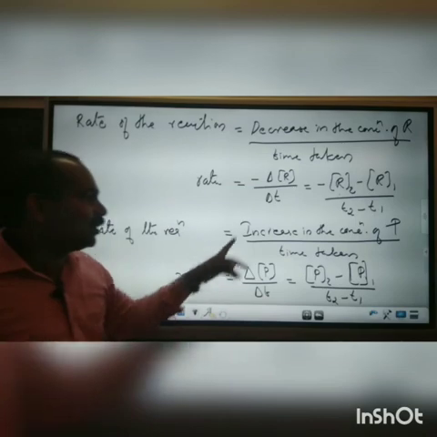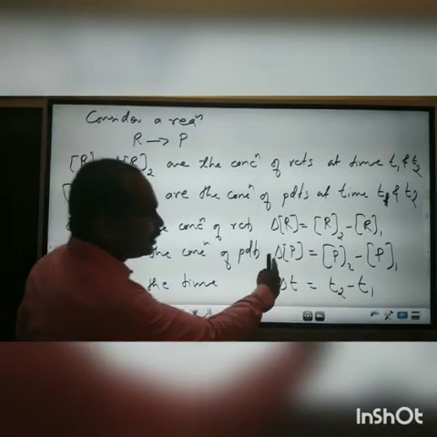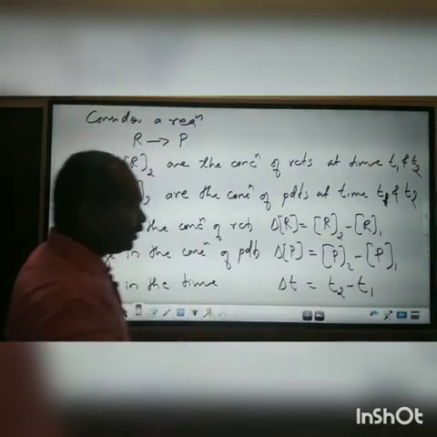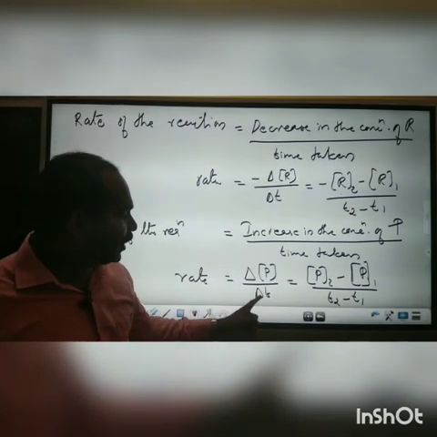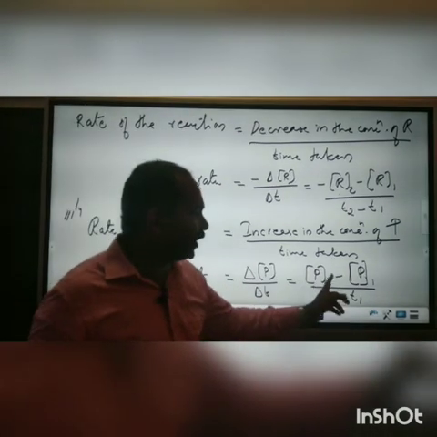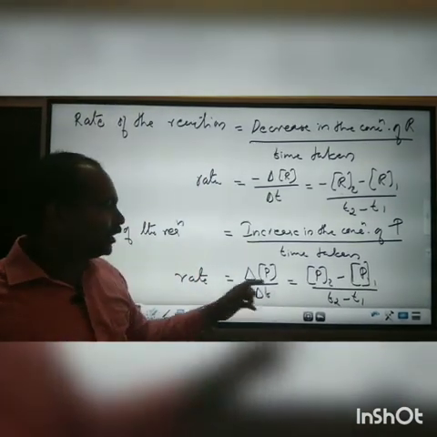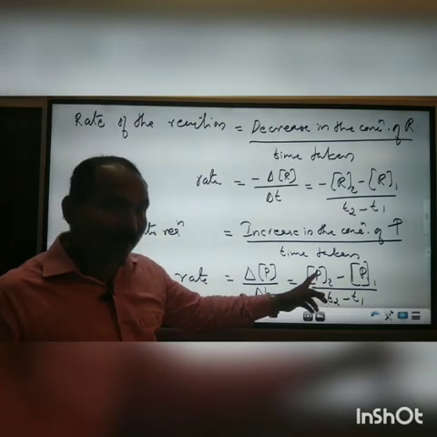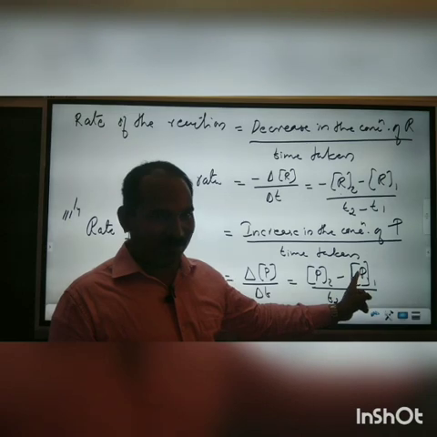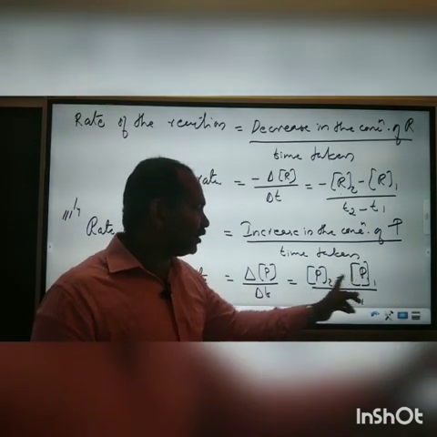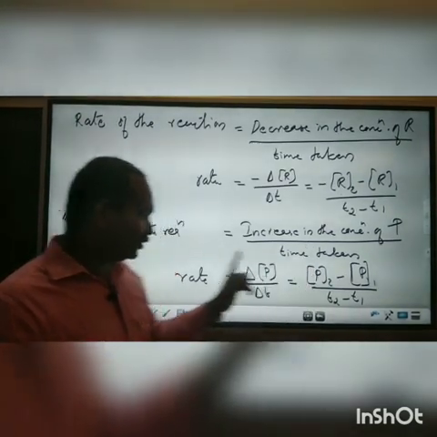Let's substitute into the previous equation for the rate. The previous equation: delta P is equal to P2 minus P1. Then we substitute here: delta P divided by dt is the rate. So P2 minus P1 divided by T2 minus T1. Here we know that the final concentration of the product is higher than the initial concentration of product. So the subtraction of P1 from P2 is positive, so the rate should be positive.